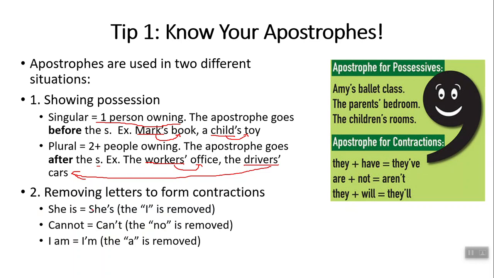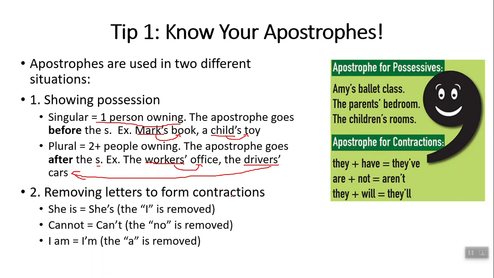Apostrophes are also used when removing letters to form contractions. So she is becomes she's, where the I is removed. Cannot becomes can't. The N-O is removed. We're showing that shortening there by using the apostrophe. I am equals I'm. The A is removed.